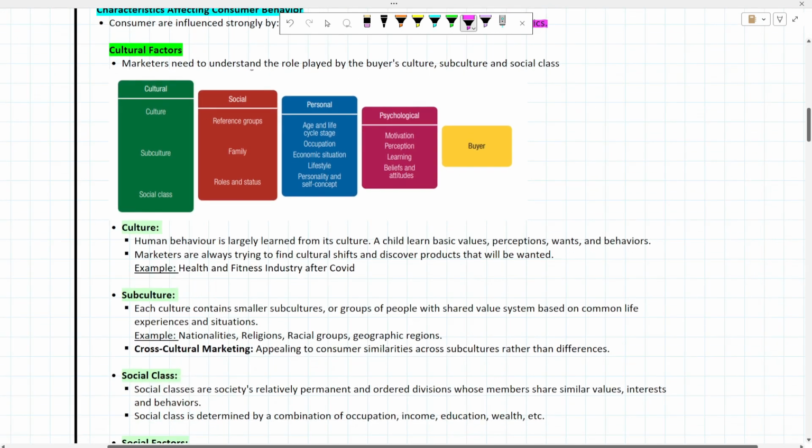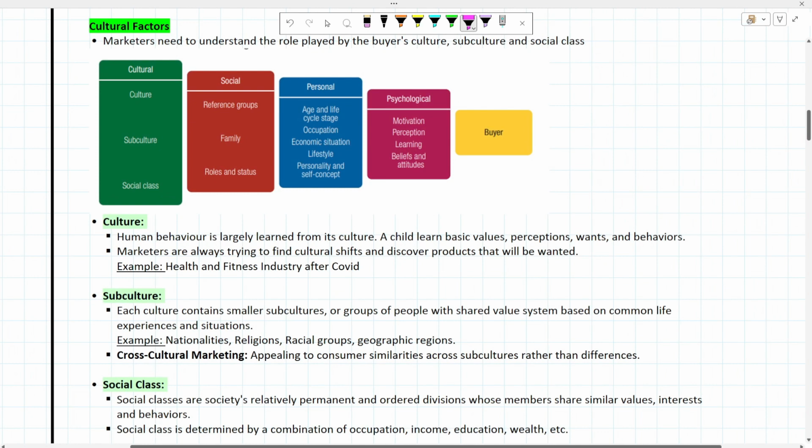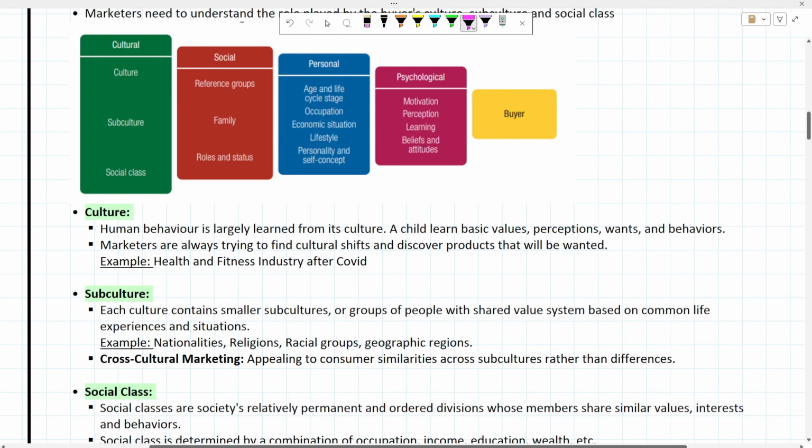So culture, human behavior is largely learned from its culture. A child learns basic values, perceptions, wants, and behaviors. Marketers are always trying to find cultural shifts and discover products that will be wanted in the future. An example of this is the health and fitness industry after COVID. We could see that the health and fitness industry was a product that was wanted by many people because of how they realized the importance of health and fitness during the COVID years of being locked inside and not being able to do physical activities.